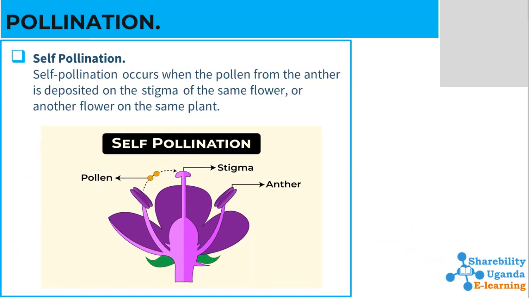Then self-pollination. Self-pollination is where pollen grains are transferred from the anthers of that very flower to the stigma of that very flower. Let me repeat this. Cross-pollination is between two different flowers or even of two different plants. But self-pollination is that very flower, the same flower. Pollen grains are transferred from the anthers of that very flower to the stigma of that very flower.